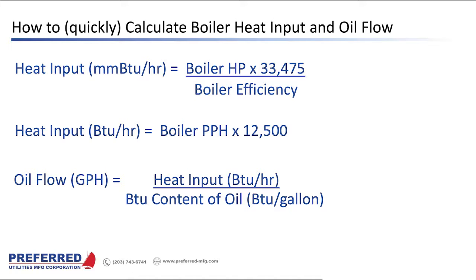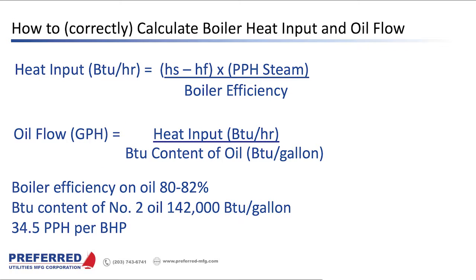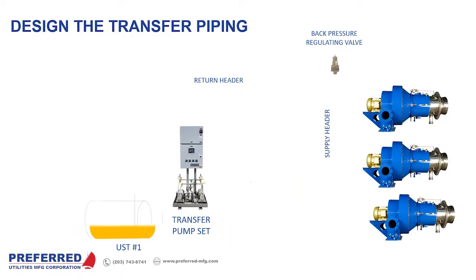Heat input for water tubes is going to be boiler horsepower times 12,500, and that'll get you in the ballpark. And again, oil flow in gallons per hour is heat input in BTUs per hour divided by BTU content of oil, usually 142,000 BTUs per gallon. So you might want to take a screenshot of both of these. And I'll go back to the correct way to do it too, if you want to screenshot that.